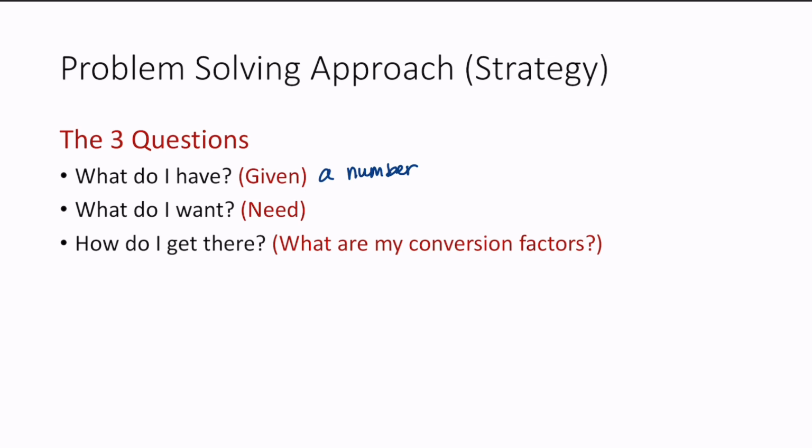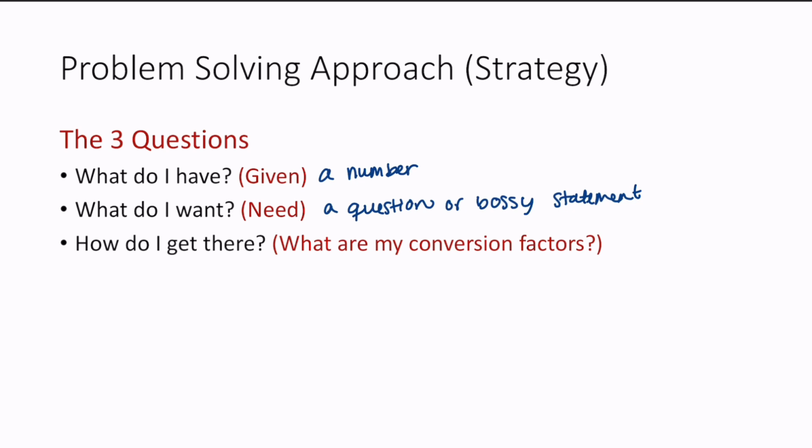The next thing you want to ask yourself is, what do I want? What is it that I need? So this is going to be a question. It's going to be in the form of a question or what I call a bossy statement. So if your problem is asking you to convert to grams, it might say something along the lines of how many grams are in, that would be grams. The bossy statement would be calculate the number of grams. So make sure that you look at the different forms your need can have.